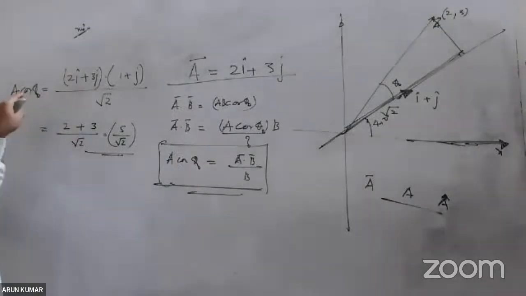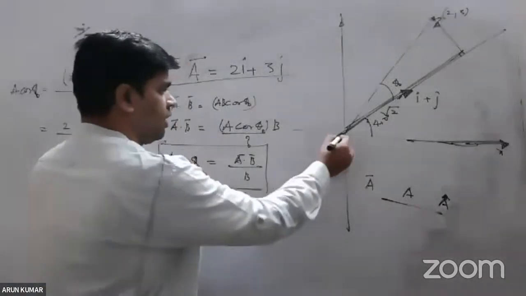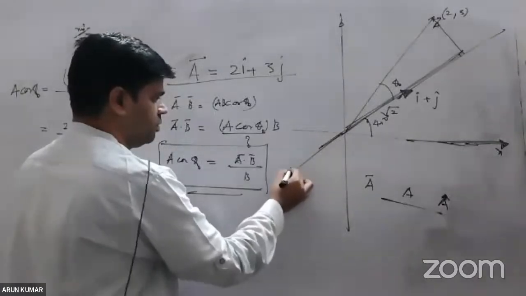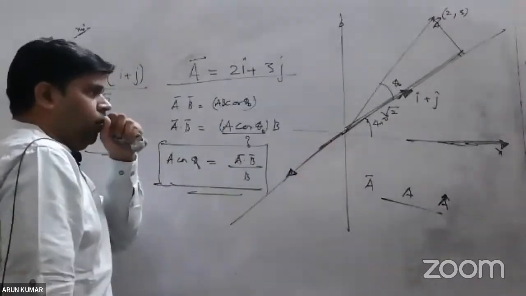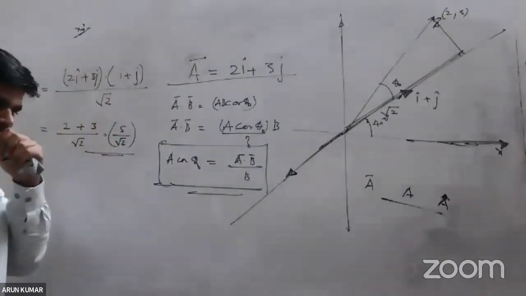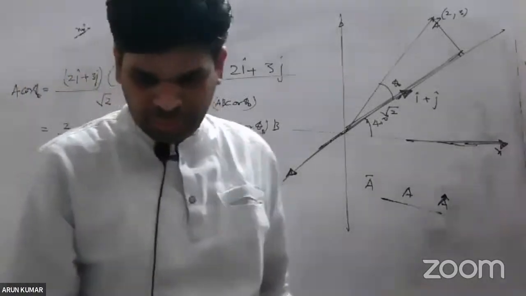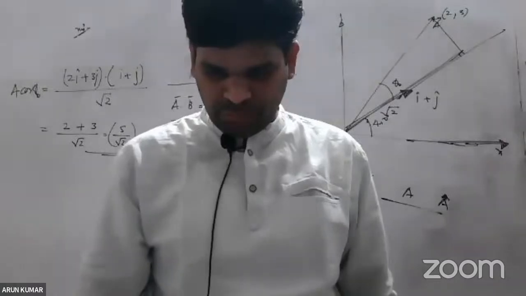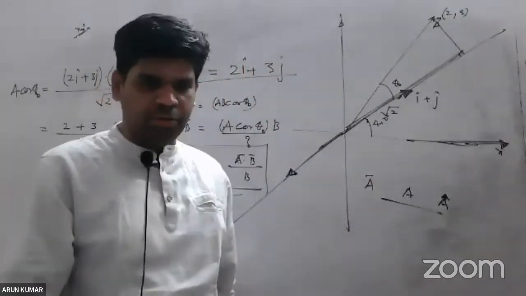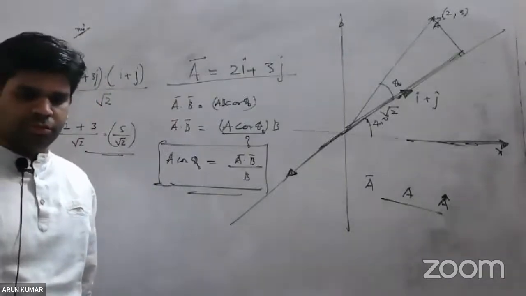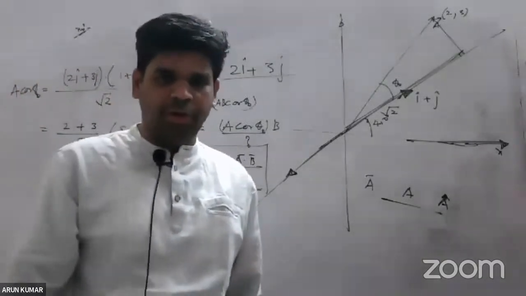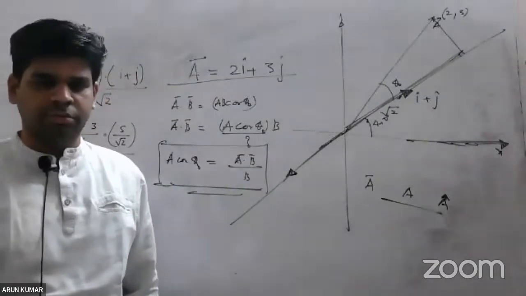So what is the component of A along this one, i minus j? That would be the same, sir. Same in magnitude, 1 by root 2.